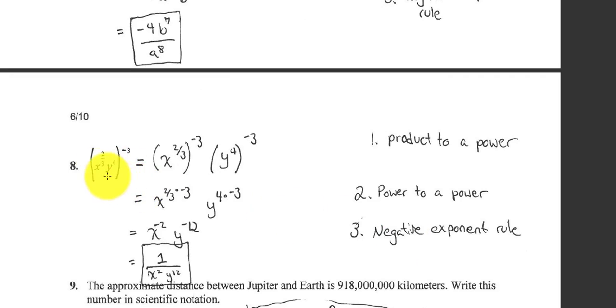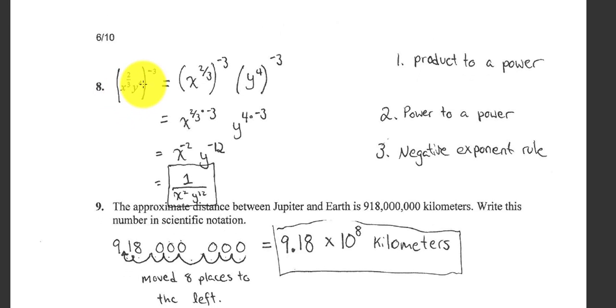Okay, so we have x to the 2/3, y to the 4th raised to the negative 3. So if we can break this up, think of this as x to the 2/3 raised to the negative 3, y to the 4 raised to the negative 3. Here we're going to multiply. So the 4 times negative 3, that's easy.